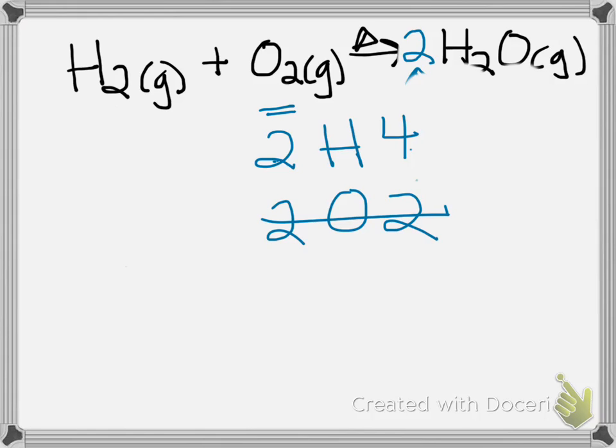Did I do something wrong? No, this is part of balancing a chemical equation. It's a process. You're going to go back and forth. Erasers are best, so use erasers. They're good. And sometimes you're going to have to play with it. So now I have 2 hydrogens on the left and 4 hydrogens on the right.